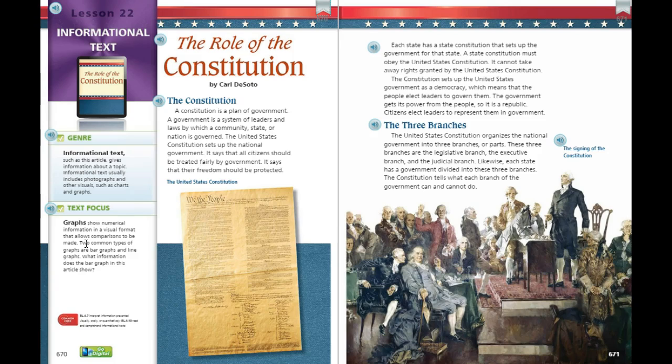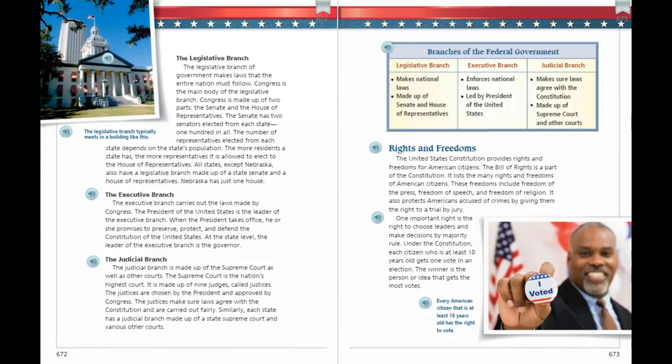What are the three branches of state and national government? What does the picture on page 671 show about women's rights at the time? Why do states have different numbers of senators and representatives in Congress? How are most state governments similar to the national government? What is the main idea on page 673? And what details support this idea?